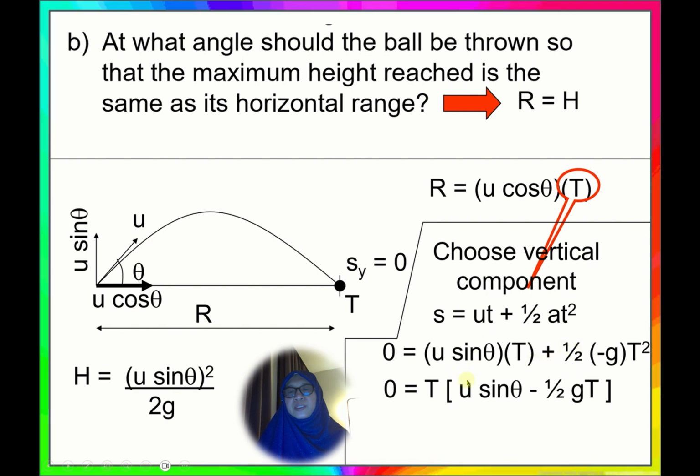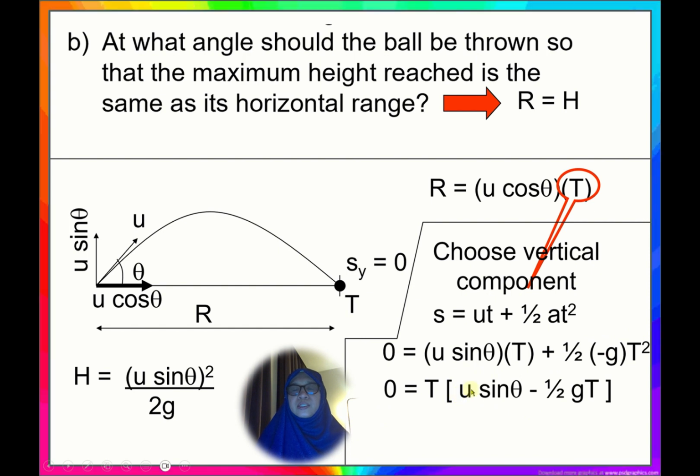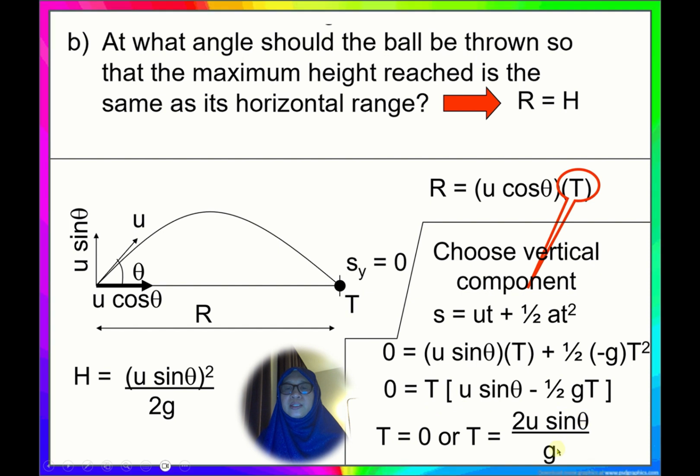Factorize the equation here. We factor out t, bracket u sine theta minus half gt. Okay, so t squared here, so t times t squared. So we factor out t, and in the bracket we get this, and we get two values. We use the factorization method. So t equals 0. Another t will be 2u sine theta over g.